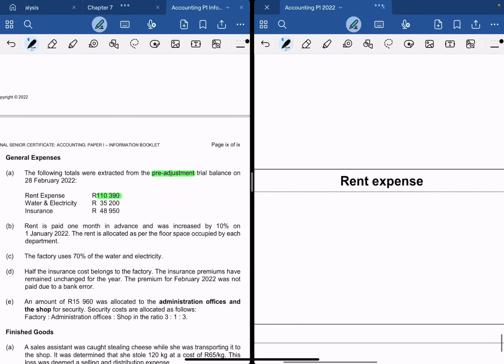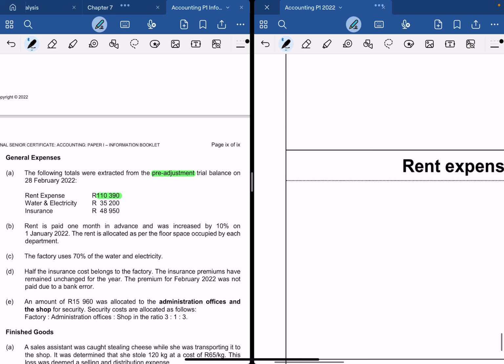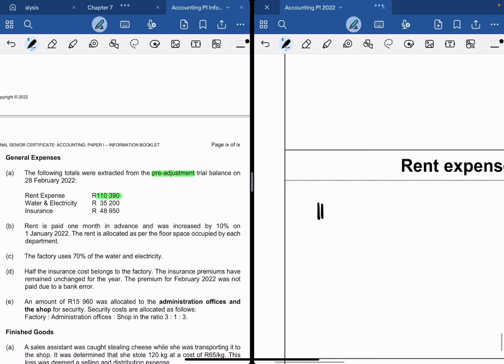So let's go to our rent expense. So first thing, 110,390 is our rent expense. Now, what does that equal? It says rent is paid 1 month in advance. So they're basically telling you paid 13 months, right? Cool. But how many of those months had the increase is the question.